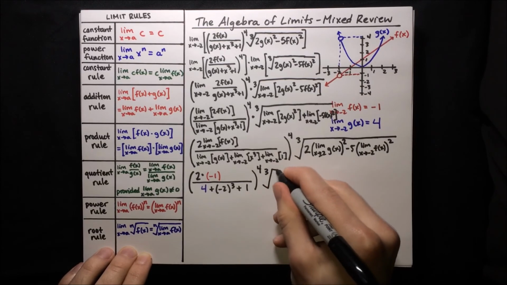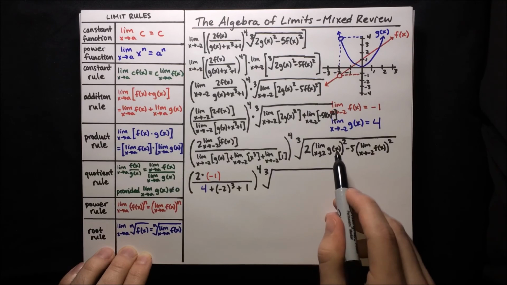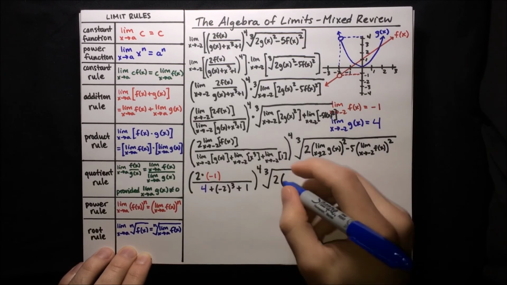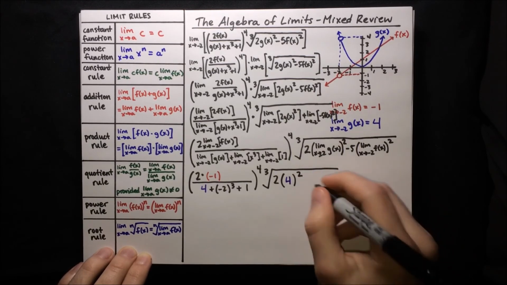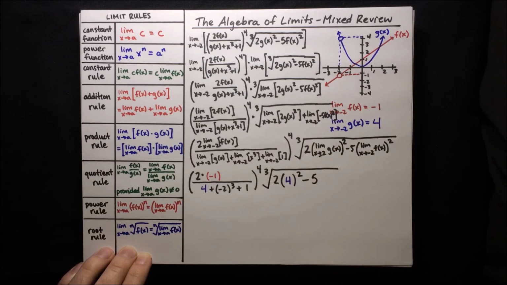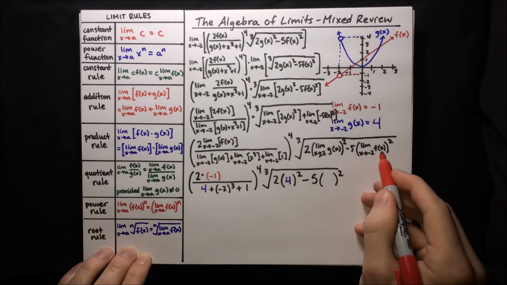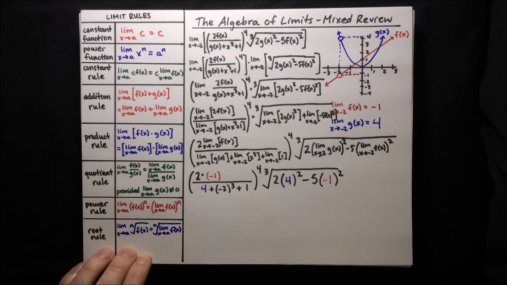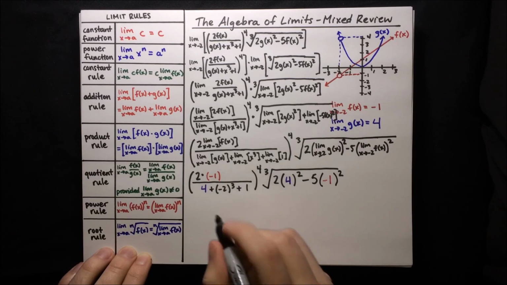and then times the cube root of 2 times the limit as x approaches -2 of g of x squared, and the limit of g of x is 4, so we can write 2 times 4, and then squared, and then minus 5 times the limit of f of x squared, and the limit of f of x we saw was just -1. Okay, so now we've got all our numbers plugged in, and it just remains to compute this thing, and we're going to do that pretty quickly because we're running out of room.